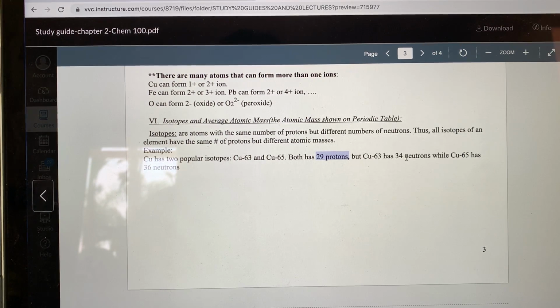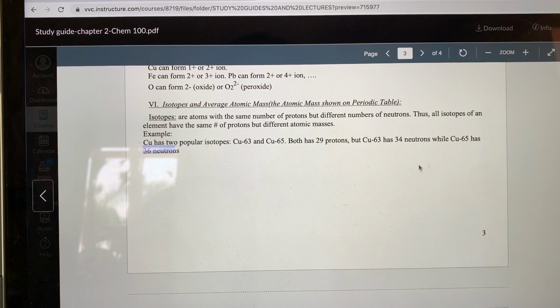Copper 63 has 34 neutrons. If you take 63, you minus 29, you get 34. While copper 65 has 36 neutrons, because you take 65, you minus 29, you get 36. So remember, you take the mass, you minus the number of protons, you get the number of neutrons.